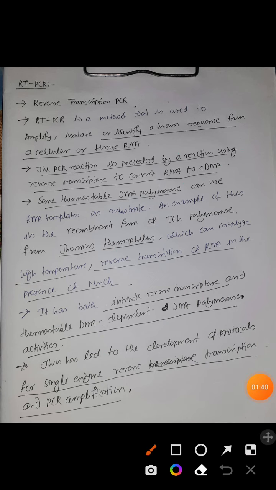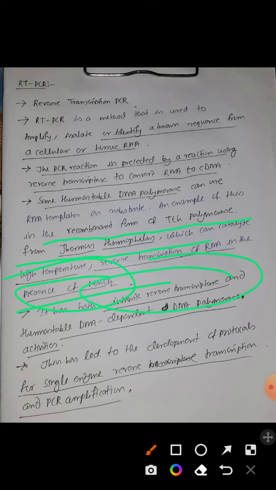An example of that kind of enzyme is the recombinant form of Tth polymerase, that is from Thermus thermophilus, which can catalyze high temperature reverse transcription from mRNA to cDNA molecule in the presence of MnCl2. That means it has the ability to perform both intrinsic reverse transcription as well as thermostable DNA dependent DNA polymerase activity. So that is the idea.